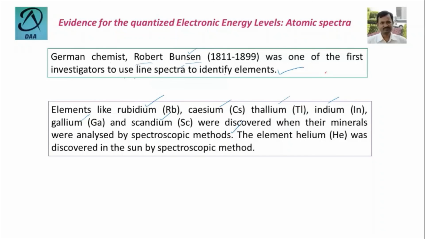spectroscopic methods. What are spectroscopic methods? Both atomic emission and atomic absorption, in total, are called spectroscopic methods. The element helium was discovered in the sun by the same spectroscopic methods. The sun has a lot of helium, because you know that hydrogen atoms undergo fusion to convert to helium, and this helium in the sun was discovered by this spectroscopic method.